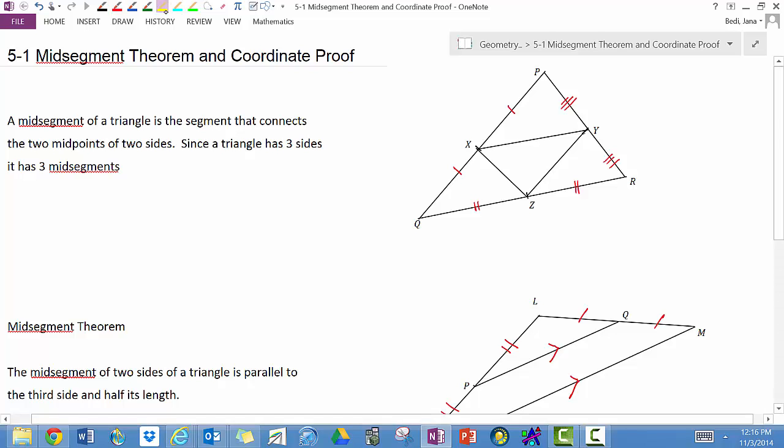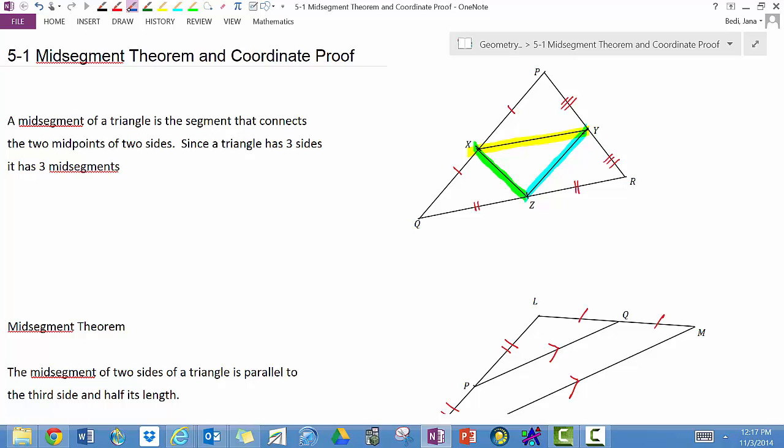So in triangle PQR on the right, we have segment XY, which is a mid-segment. We have segment ZY, which is another mid-segment, and then we have segment XZ. So those are the three mid-segments of this particular triangle.